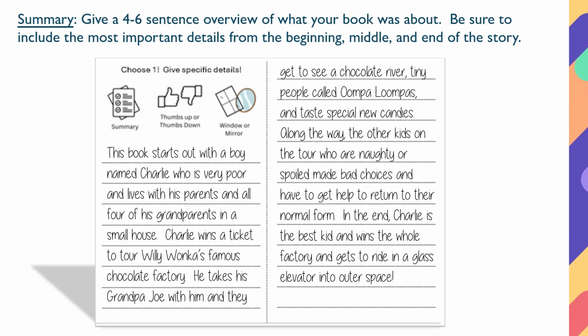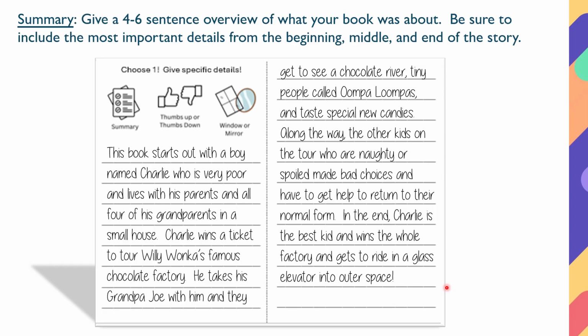So in this example, I want you to notice that the author has shown what happens in the beginning, what happens in the middle, and what happens in the end. And you can see it's multiple sentences and really fills up the space. It says, this book starts out with a boy named Charlie who is very poor and lives with his parents and all 4 of his grandparents in a small house. So there's the beginning. It tells you where it starts and the characters.